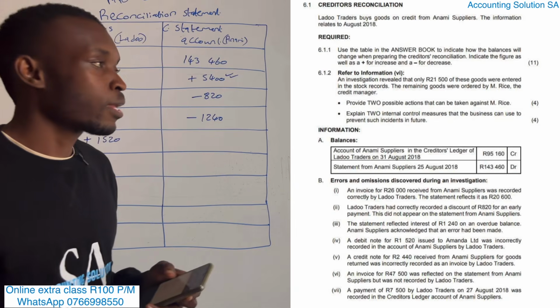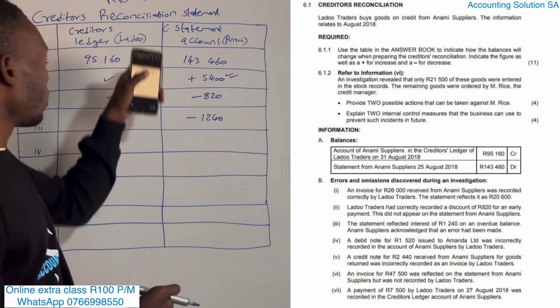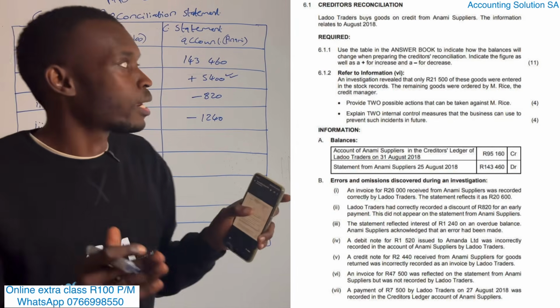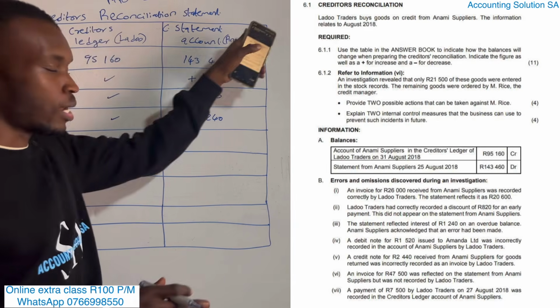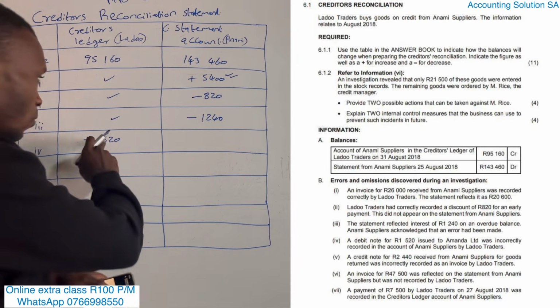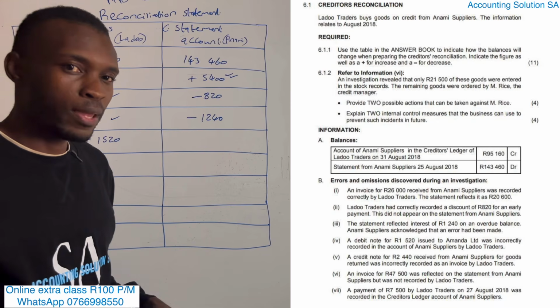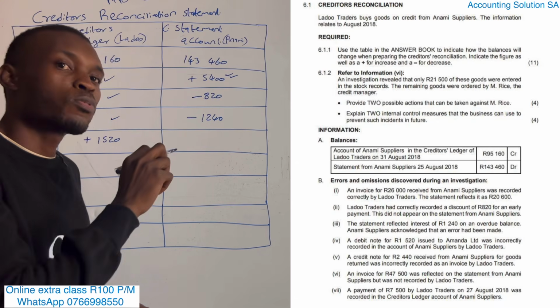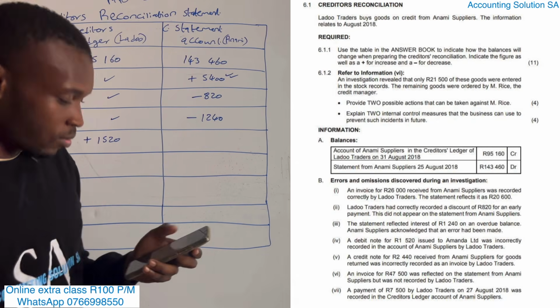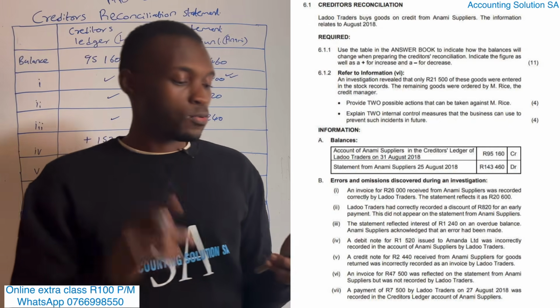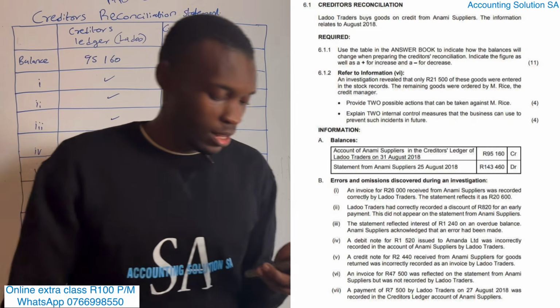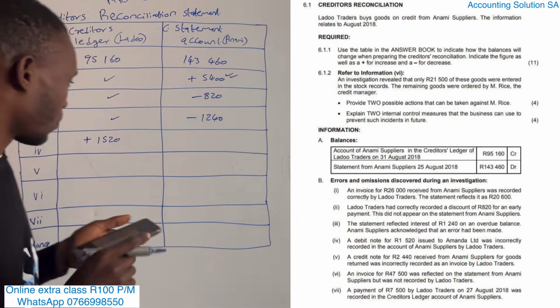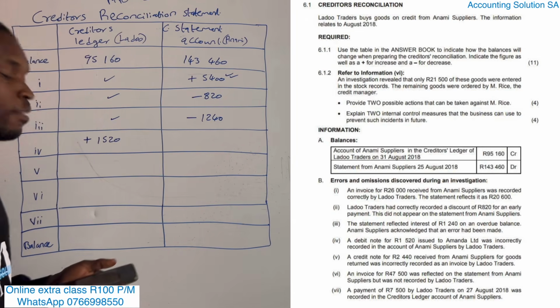If we want to prepare reconciliation, we must prepare one of Ladu and Amanda. This one is for Ladu and Anami. That's why we add it back. Why adding it back? Because it was subtracted, because it is the return. Okay. I know that you understand it very well. Okay, the next one. Number 5.